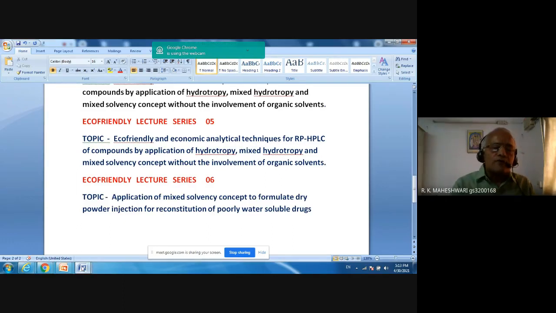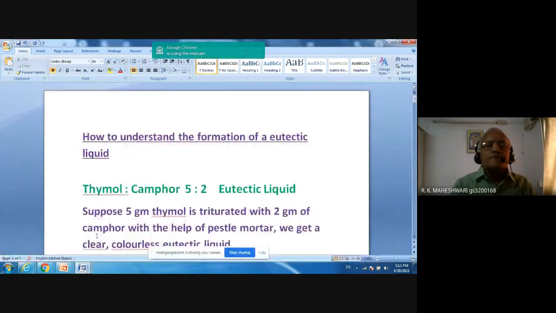Okay, now coming to the next slide. Now, how to understand the formation of eutectic liquid? So, firstly, we should understand how the eutectics are formed.